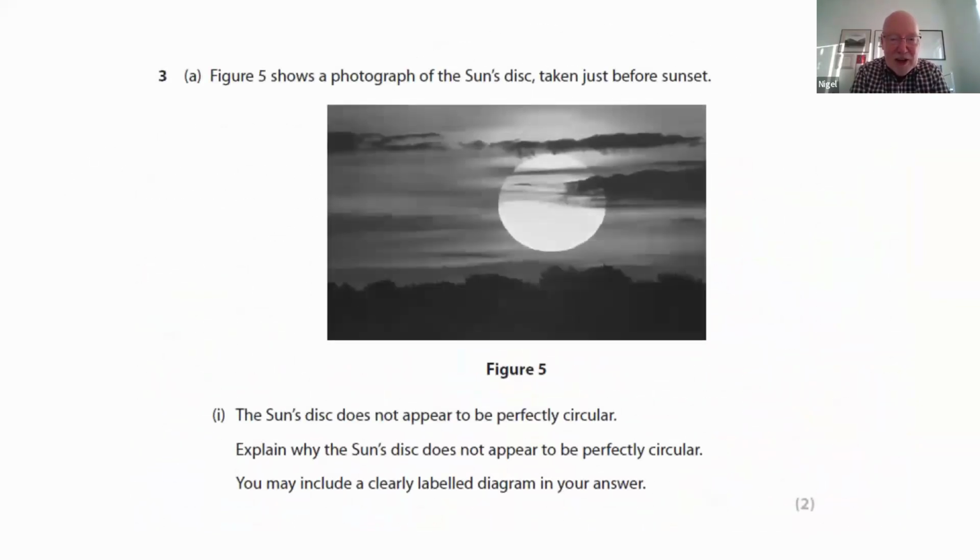Thank you, Alastair. Right, this is from 2023. Figure 5 shows a photograph of the sun's disk taken just before sunset. There it is. The sun's disk does not appear to be perfectly circular. I think at first glance, I would say that's a circle, but we're told that it isn't, and we therefore have to think it's pear-shaped. Okay? So we've got to explain, so we've got to give reasons why the sun's disk doesn't appear to be perfectly circular. Not the easiest of questions to answer.